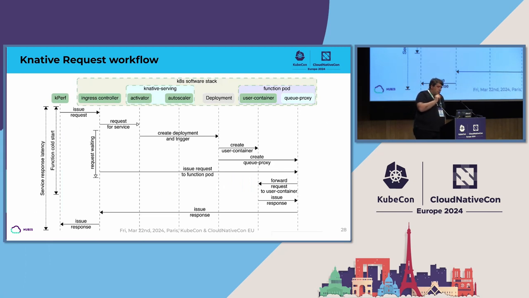To dig into what we measure exactly, we built a sequence diagram. We've got kperf, which issues the request, goes through the ingress controller, goes through the activator, which creates a deployment. The deployment essentially creates the Knative function pod. We've got the user container and the kproxy container, and essentially the request goes into the kproxy container. The kproxy container forwards the request to the user container, and we've got the way back, the response. So we measure the whole thing. We don't measure just the cold boot time. We call that service response latency.